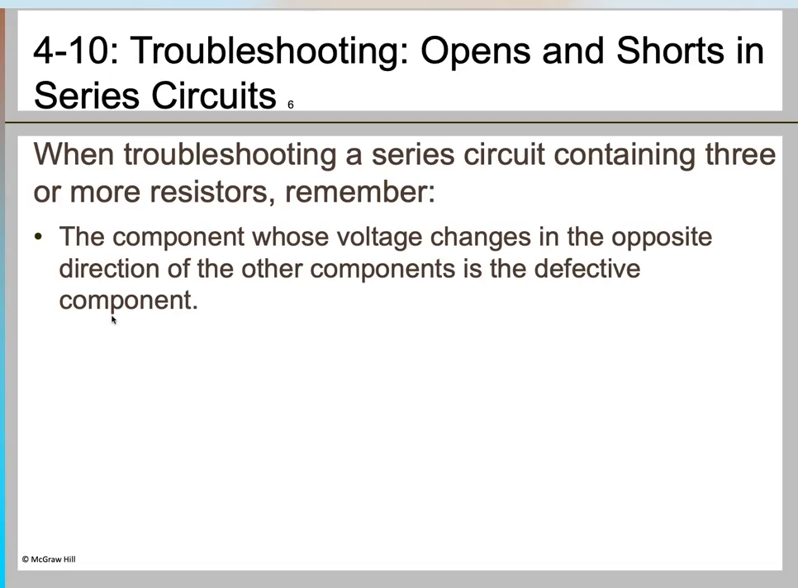And in case of a short circuit condition in a series circuit, we will see the voltage increase in the good components, the rest of the components which are not shorted, and the component which is shorted will receive 0 volts. This line is saying the same thing: the component whose voltage changes in the opposite direction of the other components is the defective component.